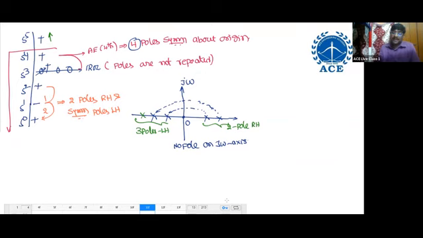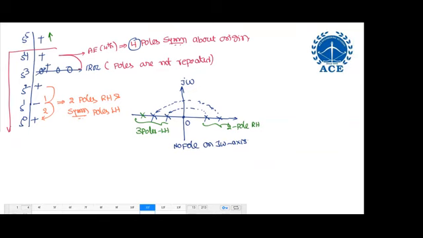So take the break. After the break, I'll continue. After the break, we'll take the repeated poles. So I'll consider two times a row of zeros. We'll discuss after the break.